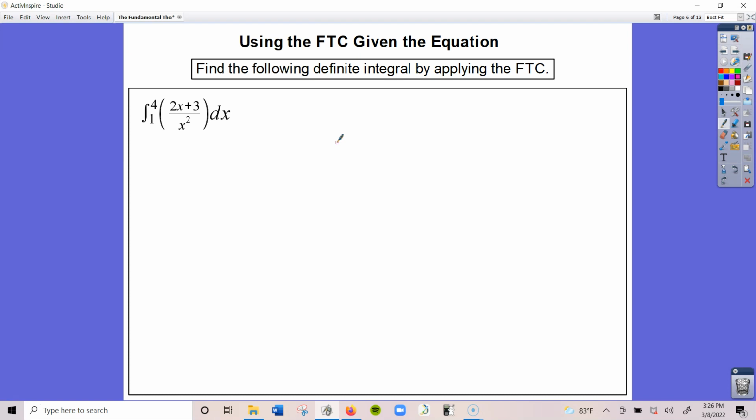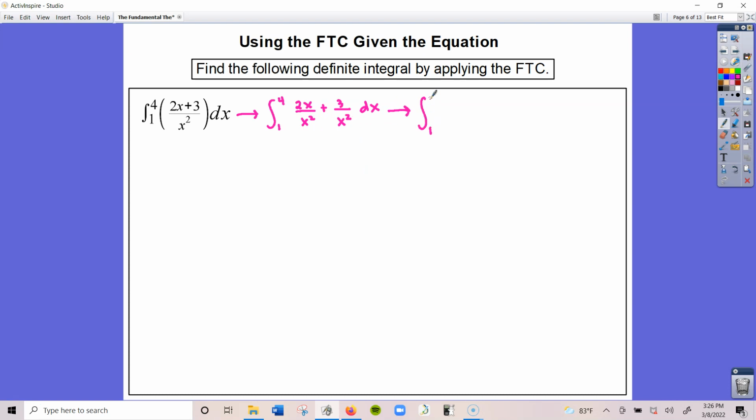And remember that there's no quotient rule for integrals, so I need to rewrite this particular integral in polynomial form. This is the same thing as saying the integral from 1 to 4 of 2x over x squared plus 3 over x squared. So I split up my fraction since everything is being divided by x squared. And now I'm going to rewrite this with negative exponents if needed in order to integrate.